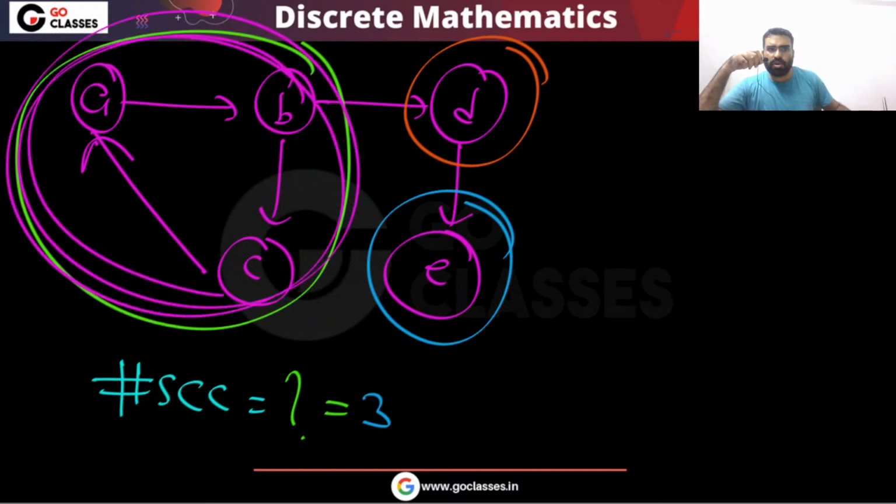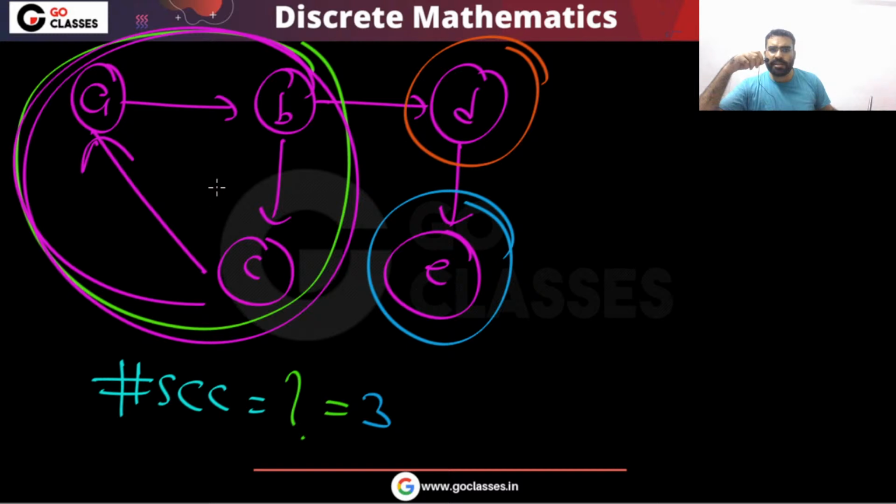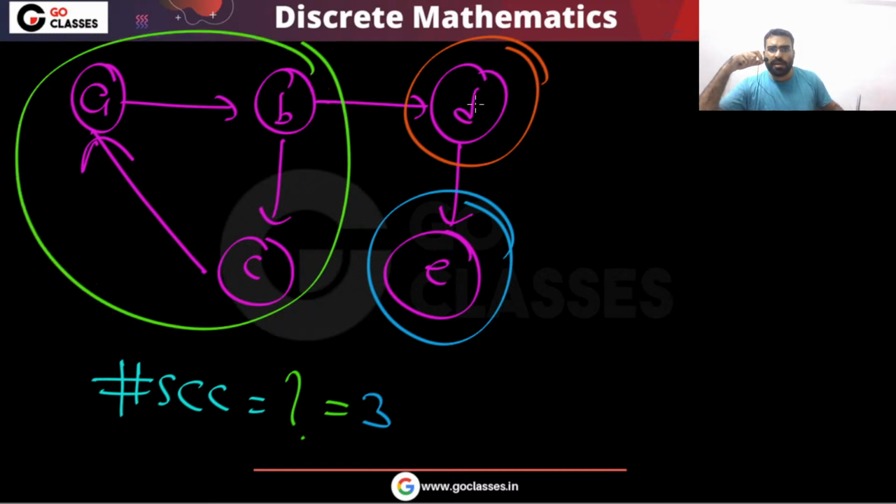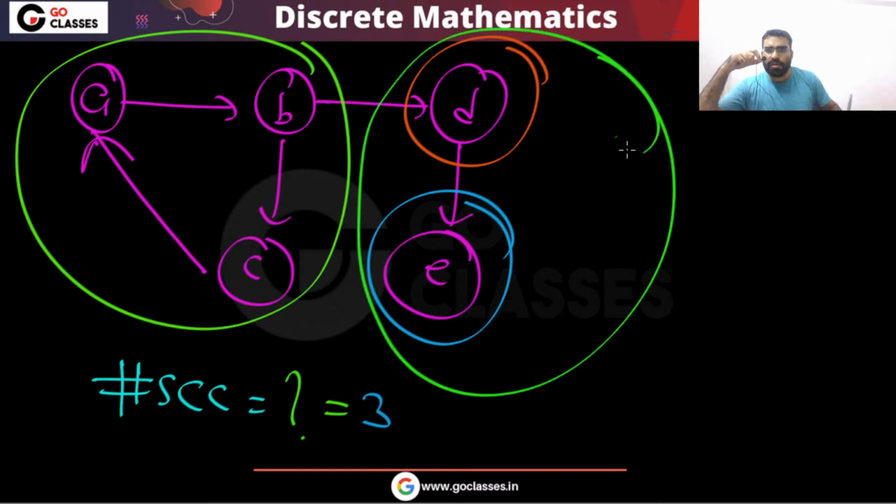This is a strongly connected component because every vertex is reachable from every other vertex. Here you can notice that this is not a strongly connected component, because there is no path from E to D.